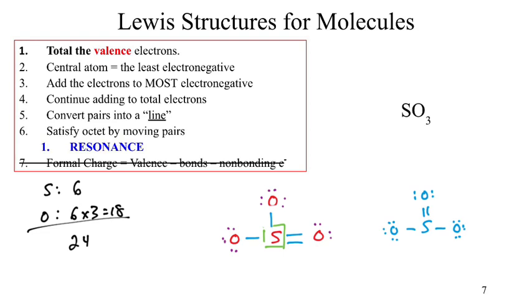Resonance is saying, when I got to that spot where I'm like, how do I satisfy the octet, is there more than one way to satisfy the octet? That's resonance. Resonance then says that I have to show all of the ways that would have allowed me to satisfy the octet. So we have to turn them all into double bonds. That statement is usually what I would say results in this structure.